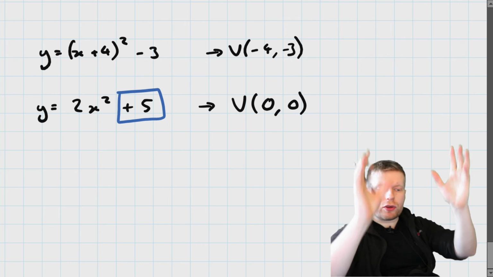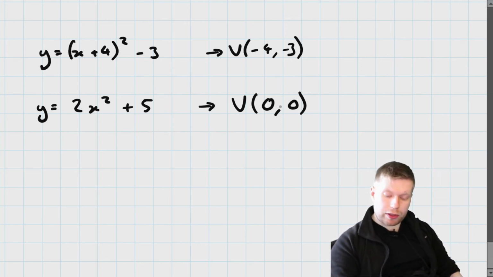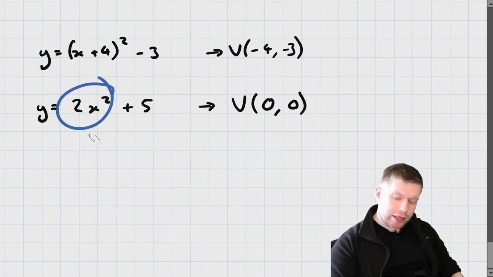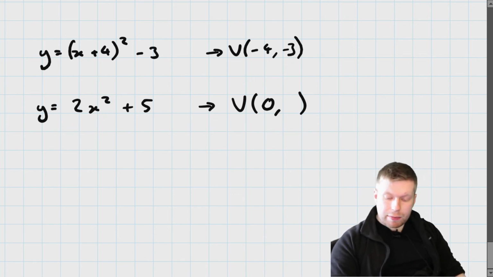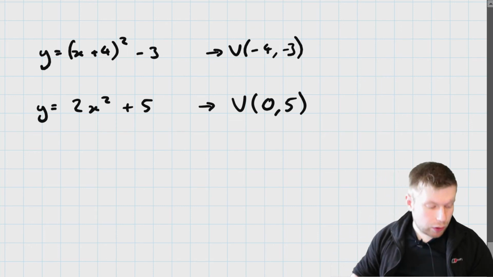You'd say you just move the graph up by 5, okay? So it's the same thing here. Because I start with the vertex at 0, 0 for y equals 2x squared, if I just add 5 to it, it's the same thing. I just simply move the vertex up by 5. In other words, it's going to end up at 0, 5.